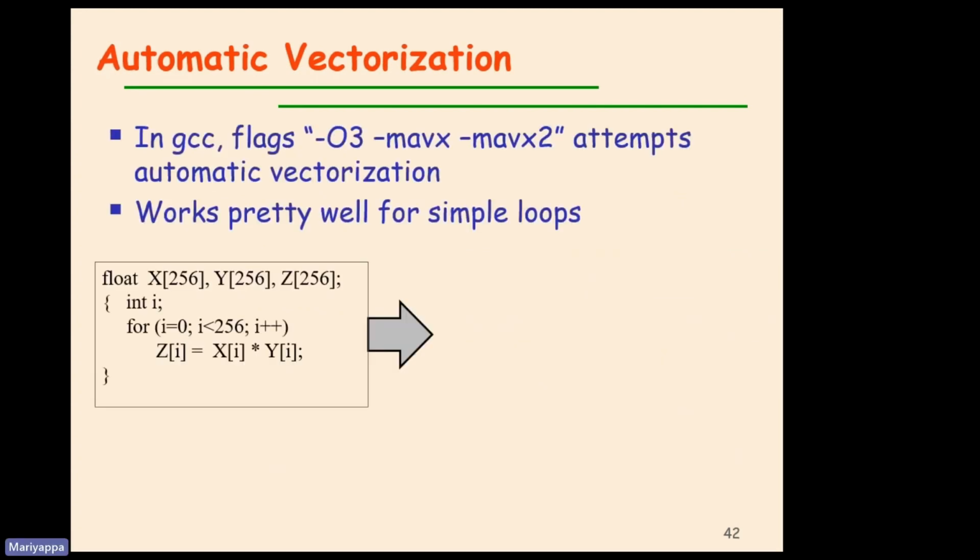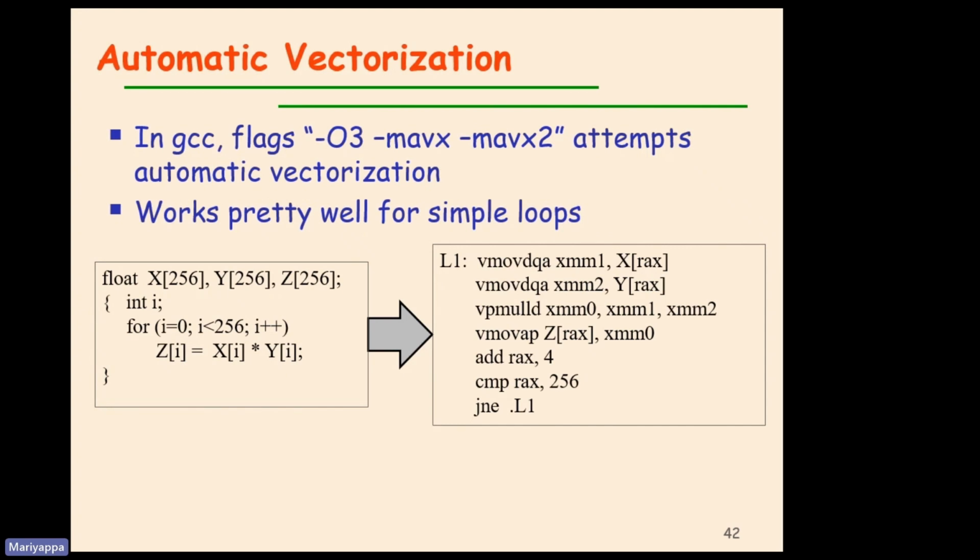The compiler allows you to take this code and vectorize it. The vectorized code in assembly would look like this. Don't worry too much about it. Essentially it says: load two data values, perform the multiply operation on them, and store the value back.